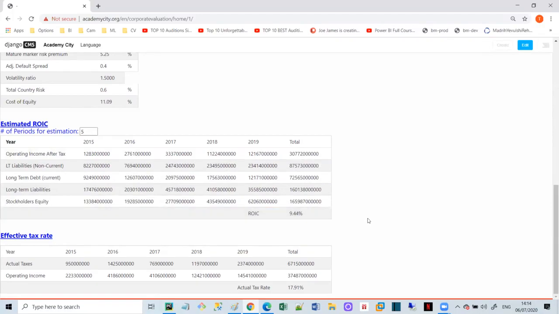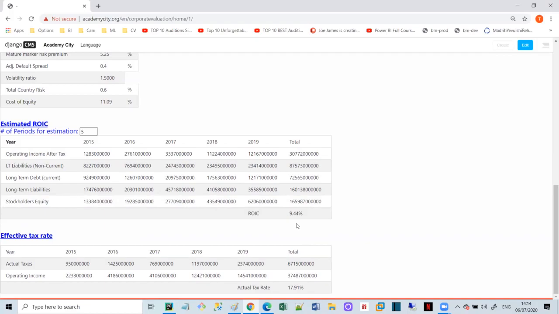Okay, that's return on investment by definition: total operating income after taxes divided by total debt plus equity. That's a good one, and we assume that that's what's going to happen in the future as well.